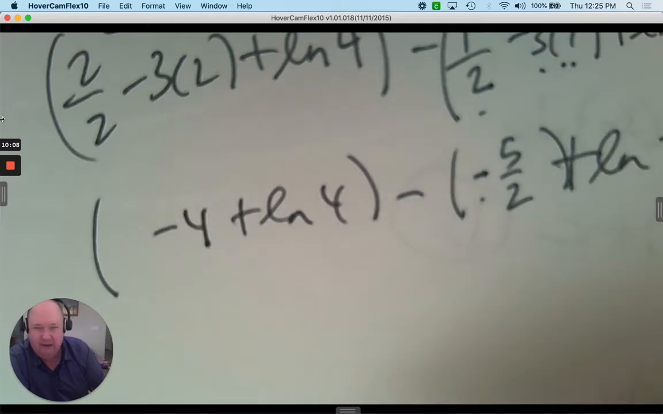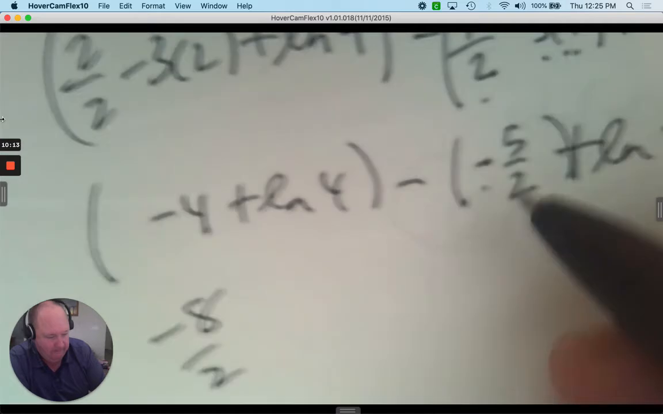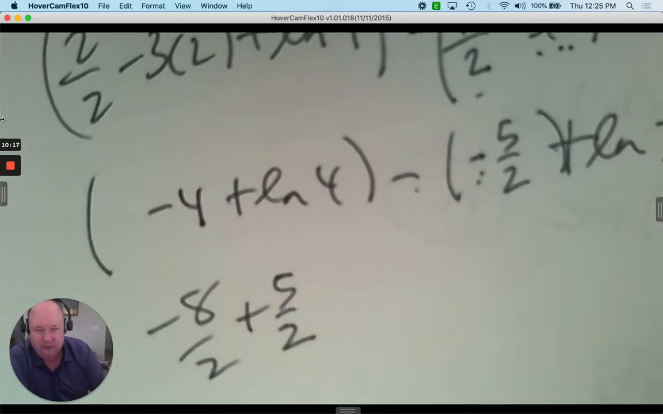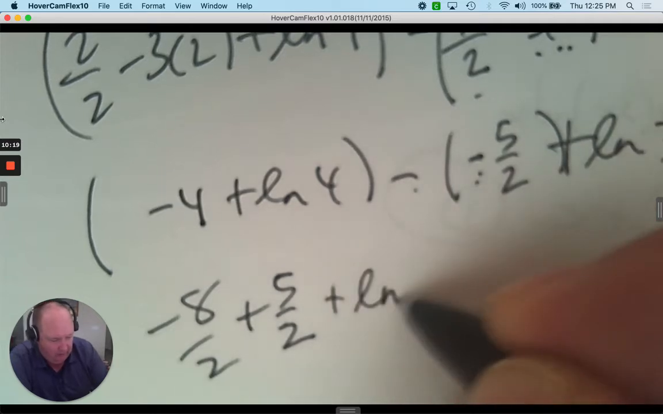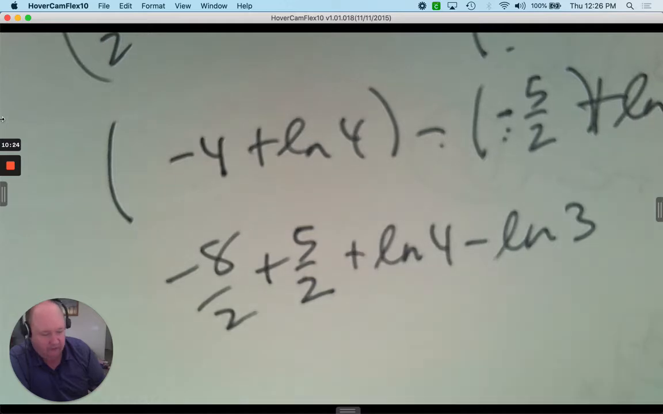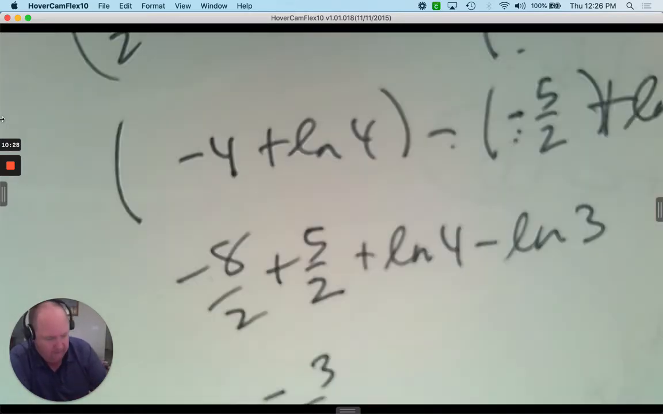I'll get like terms here. So, I mean, common denominator. So I'll make it negative 8 over 2. When you subtract a negative, you're adding 5 over 2. So those are those numbers. And then I have ln 4 subtract ln 3. So I'll put the logarithms beside each other. So first of all, negative 8 plus 5 is negative 3 over 2.